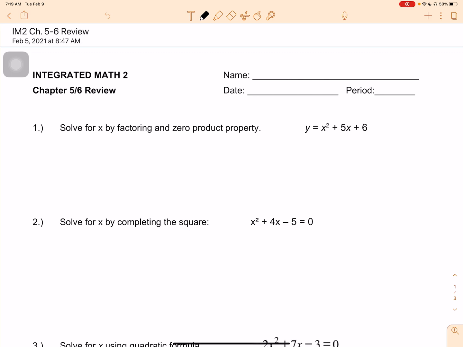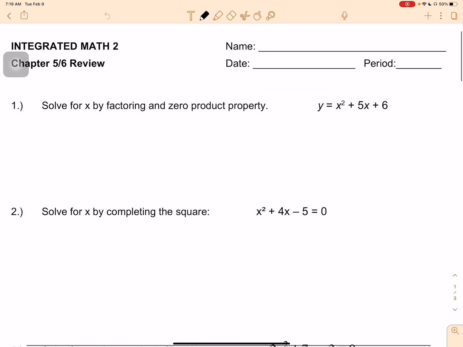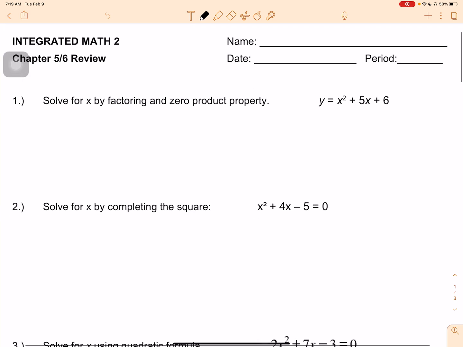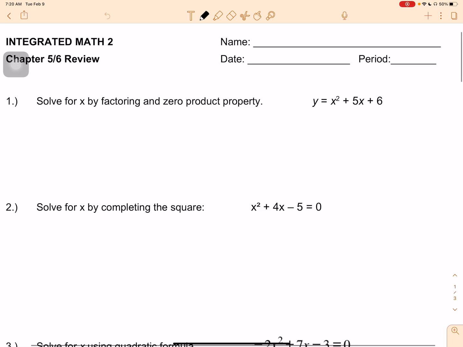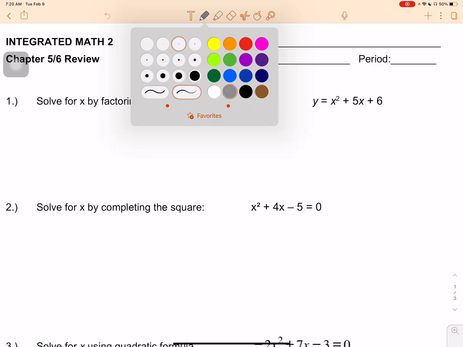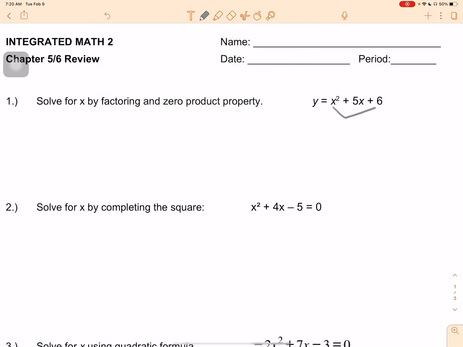So number 1, it says solve for x by factoring and using the zero product property. Zero product property means that my factors are equal to 0. So first let's go ahead and try to factor this, using just the basic x diamond method.